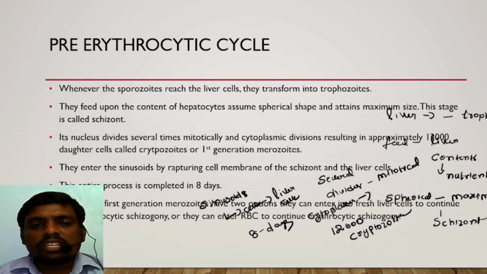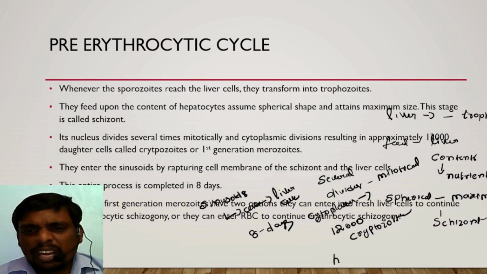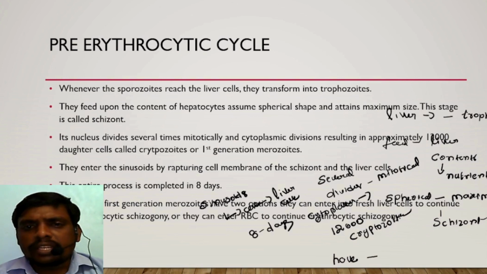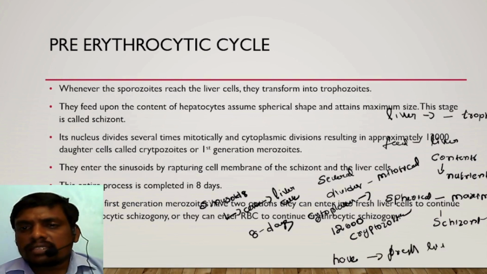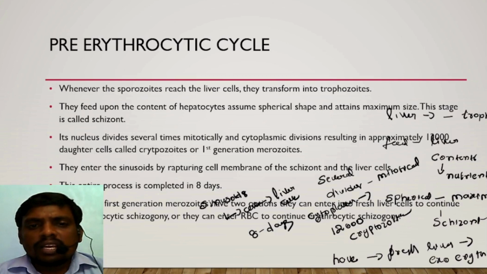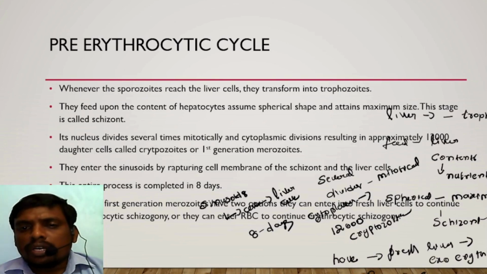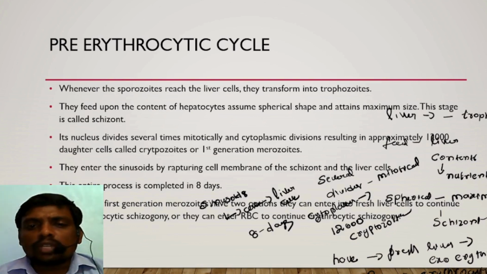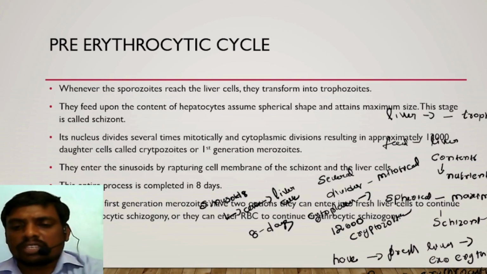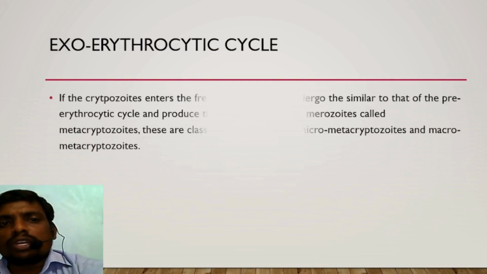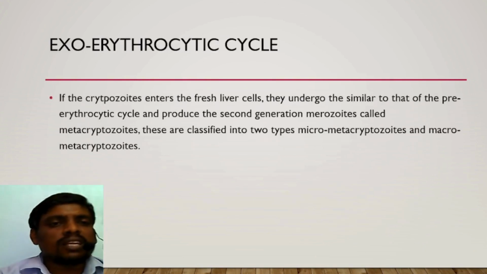Now these first generation merozoites have two options. Either they can enter into fresh liver cells to continue exo-erythrocytic schizogony, or they can enter into the RBC to continue erythrocytic schizogony. If they enter into the RBC, they undergo erythrocytic schizogony. Now let us see how exo-erythrocytic schizogony happens.